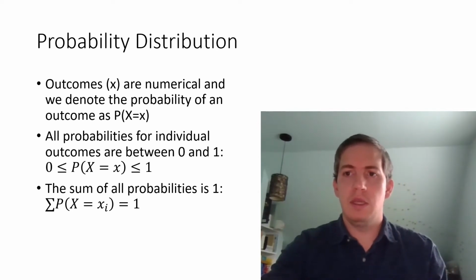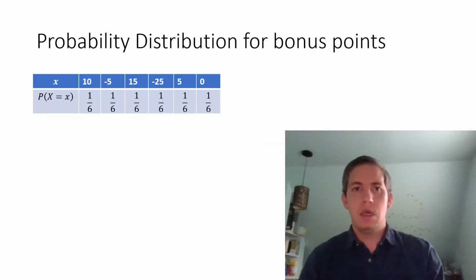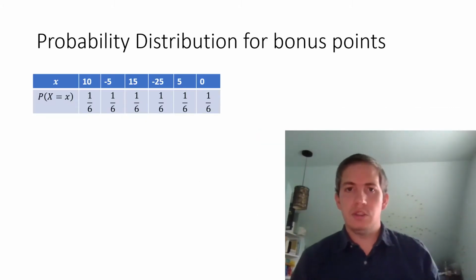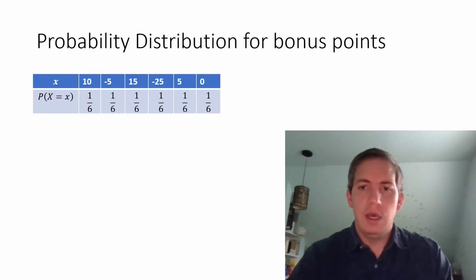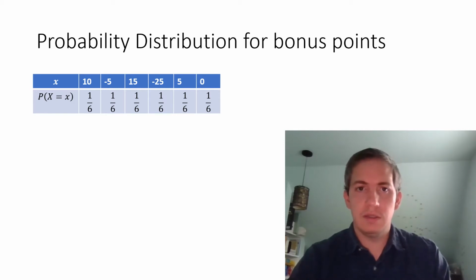So let's take a look at an actual distribution. So here is a probability distribution. I'm calling it for bonus points. And what we're seeing here is that we've got these different values. So up in the top row, we have the values 10, -5, 15, -25, 5, and 0. In the bottom, we have these probabilities, and each probability is 1 out of 6.